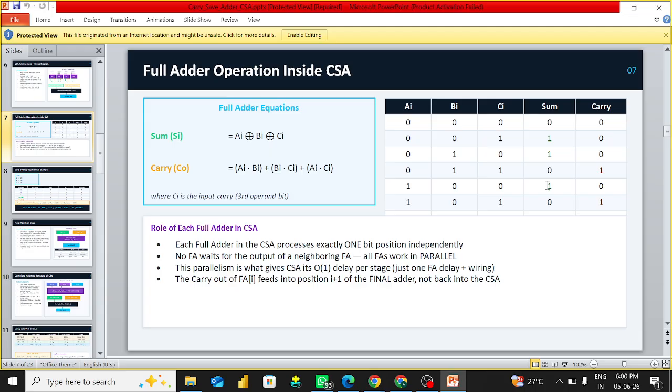So to generate the carry, among three inputs, at least two inputs should be one. Then only you are going to generate the carry. This is what this equation is going to tell: at least two inputs out of three, that are A, B and C, should be active at a time, then only you are going to generate the carry.